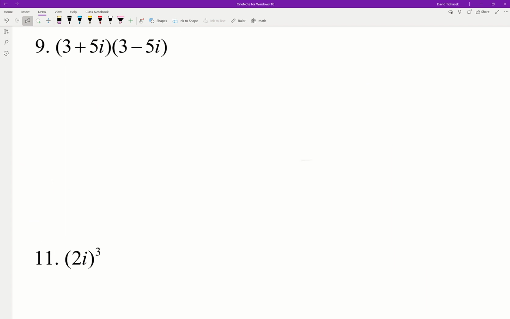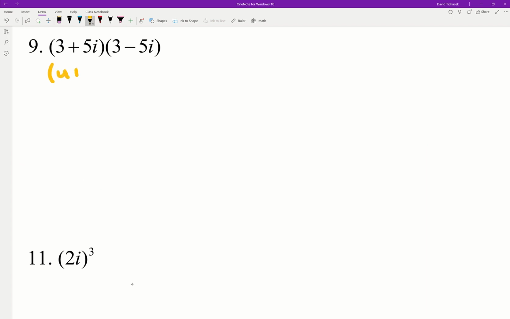Now, on number 9, this would be one that you can use the FOIL method for if you really want to, because we do have a 2-term times a 2-term, but if you notice, the form of what I gave you here looks exactly like u plus v times u minus v, okay? And so, if you have that, remember that this is something that we call the difference of two squares. And this is one of your special product formulas, and also happens to be one of your special factoring formulas. This is something that has come up time and time again in our course here. So definitely a form that I want you to be on the lookout for.